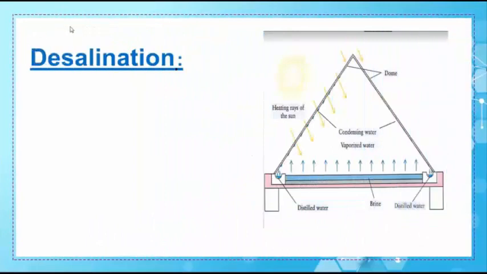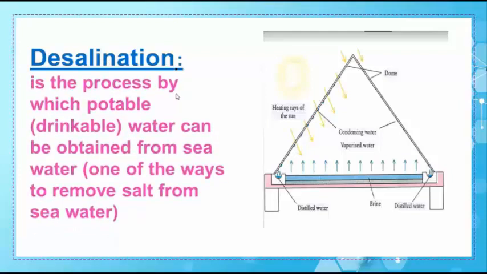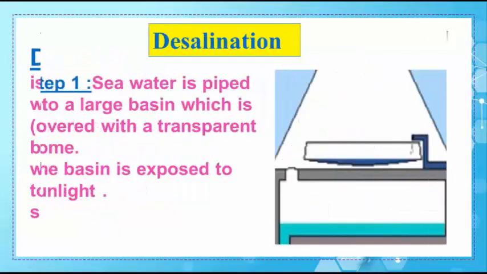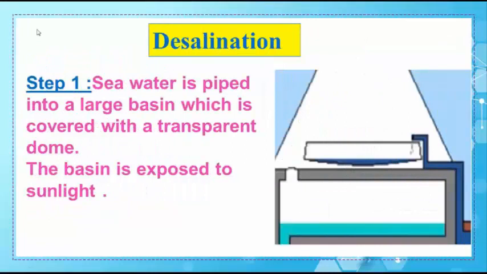So, during desalination, is the obtained water drinkable? Excellent. It is drinkable. And from where is this water obtained? Excellent. It is obtained from seawater. So, to define desalination, it is the process by which a potable or drinkable water can be obtained from seawater. It is one of the ways to remove salt from seawater. Let's talk about desalination step by step.